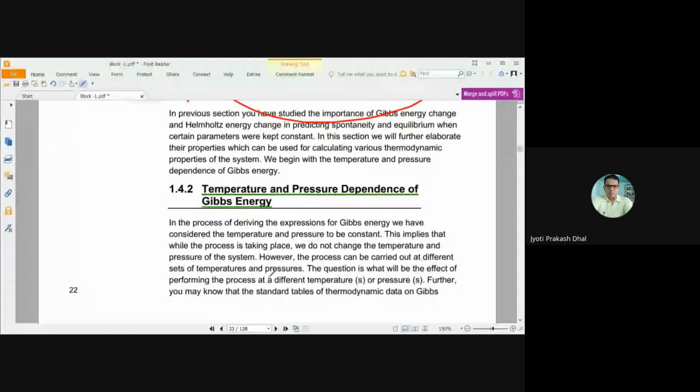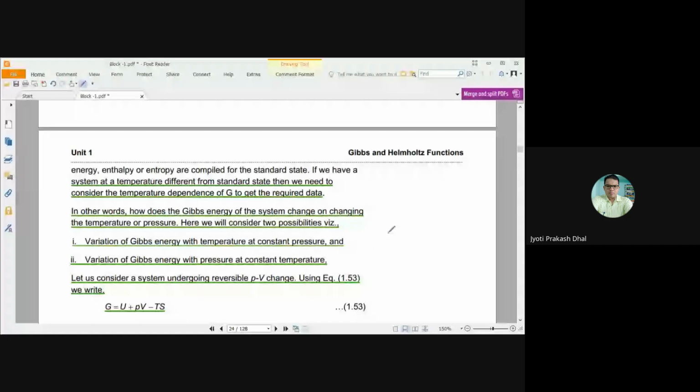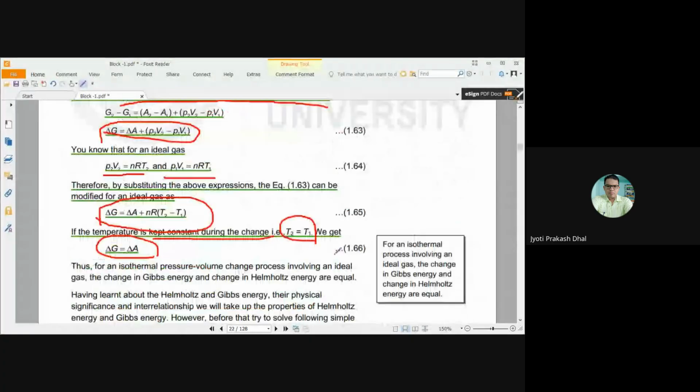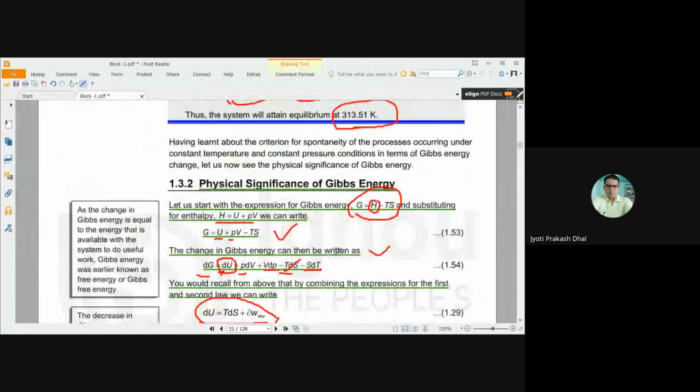So here we will continue. This one is the temperature and pressure dependence of Gibbs energy. We have already discussed that Gibbs energy G. Here we have discussed one new function that is called Gibbs energy, which is applicable to find out the criteria of spontaneous process at constant temperature and constant pressure, and G equals H minus TS.